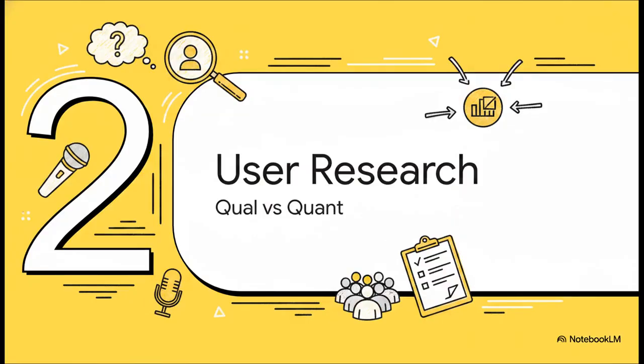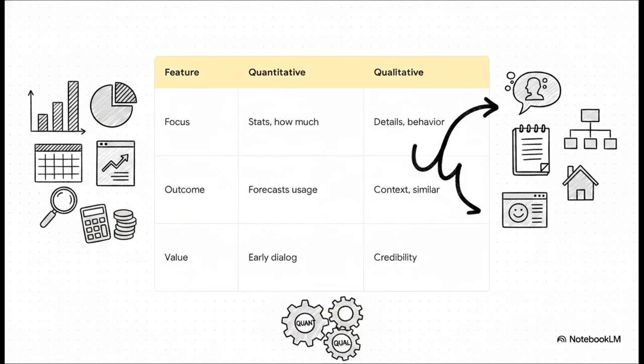Moving on to part two. User research, specifically qualitative versus quantitative data. Because let's be real, in that first research phase, you can't just guess what people want. This contrast right here is absolute gold for your exams.